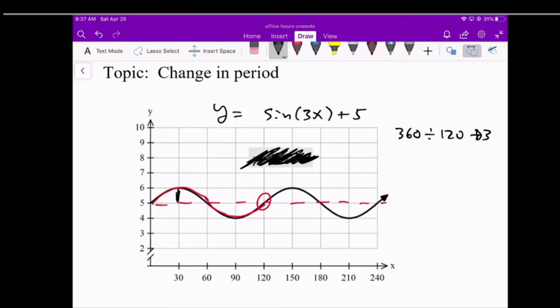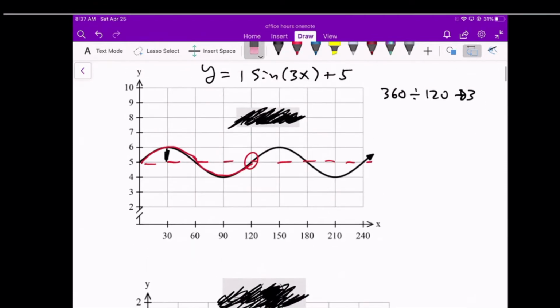That distance from the middle to the top is 1, so I could write a 1 here, or I could just leave it blank. Oops, check, see if we got it right. Looks like we got it right.